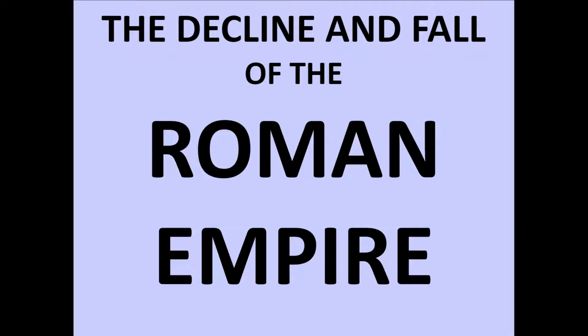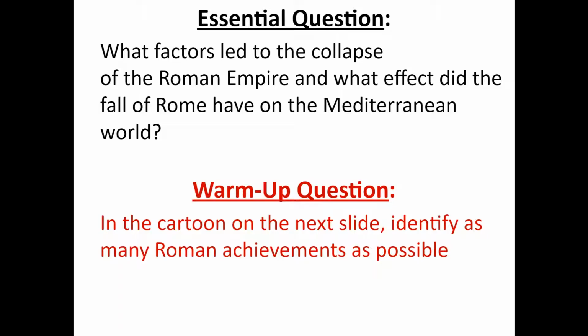Mrs. Knudsen is always saying what's going up must come down at some point. And so this is about the decline and fall of the Roman Empire and how they inevitably and invariably fall to pieces. The main thing we're going to tackle today is what factors led to the collapse of the Roman Empire, and what effect does this fall of Rome have on the Mediterranean world? And we will talk about that extensively.